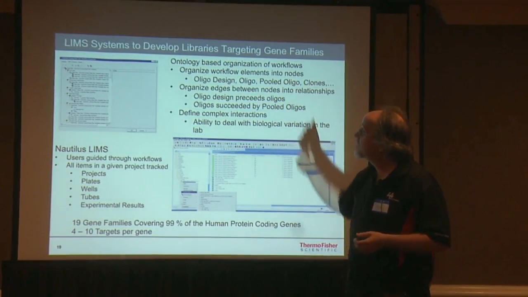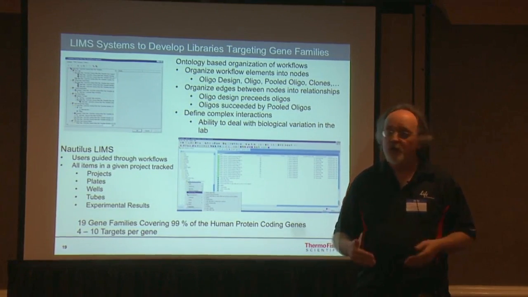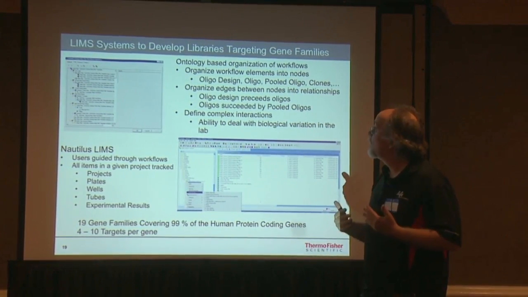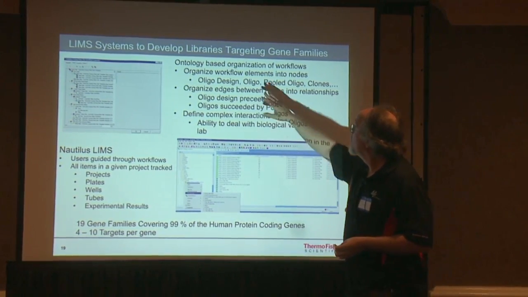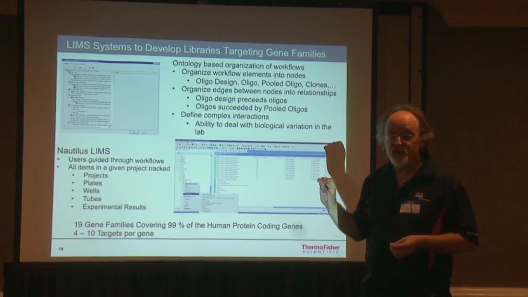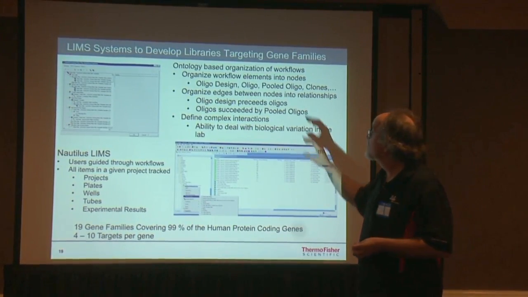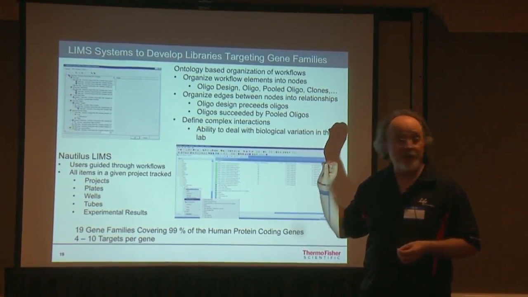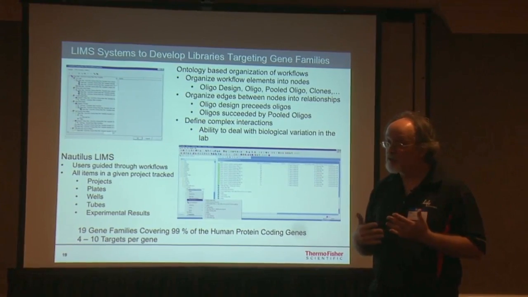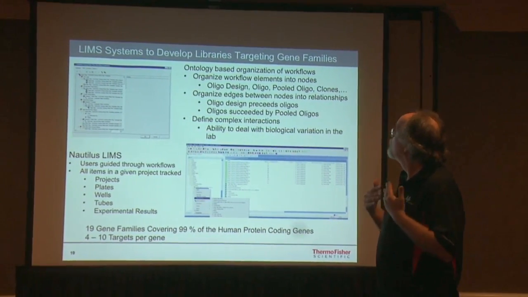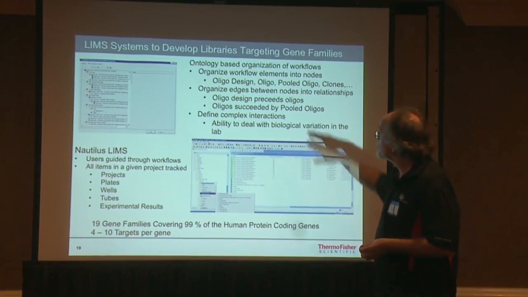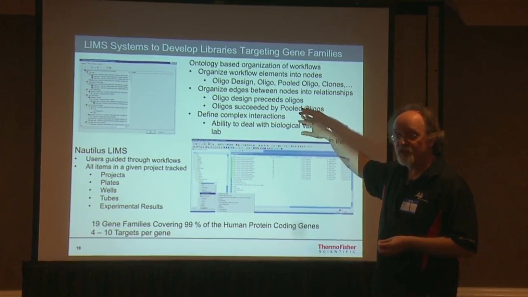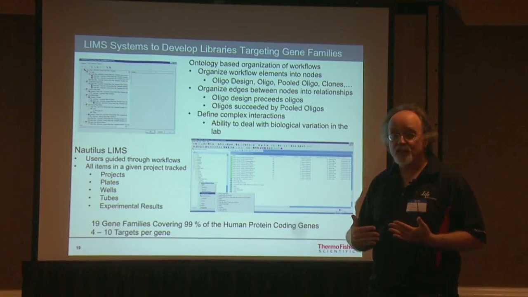So in this particular case, we're looking at the ontology community. The ontology community is basically allowing us to look at, say, how does one design an assay and describe an assay? We're looking at organizing our workflow elements into nodes and edges. The nodes consist of things like the actual experimental items we're going to produce: oligos, plates of oligos, pooled oligos, clones which are derived from the pooled oligos. We're also defining the edges between those interactions. How do those actually come together?